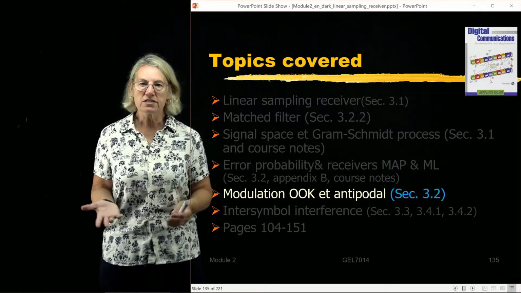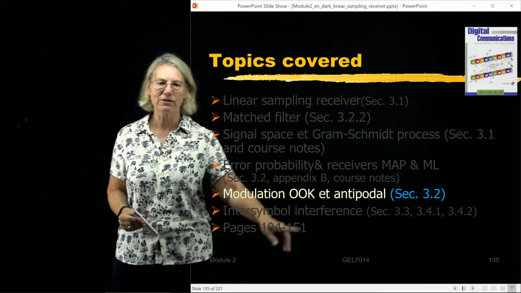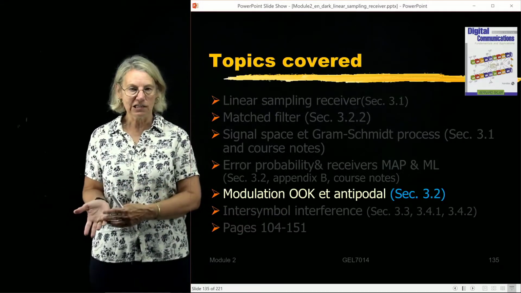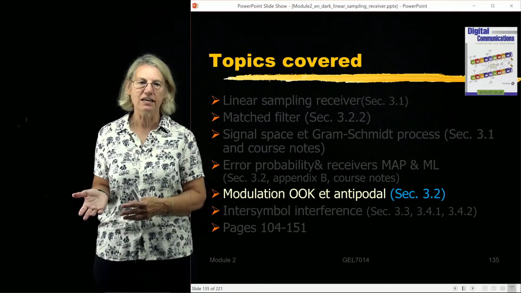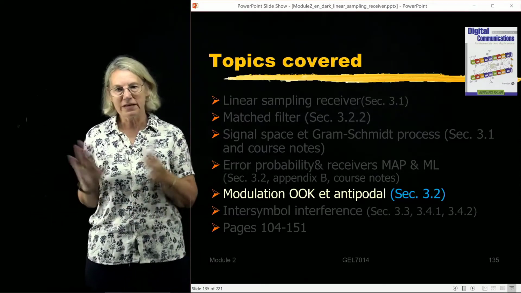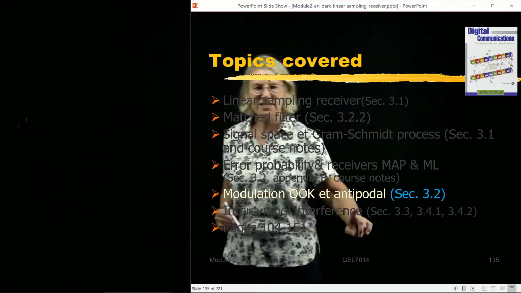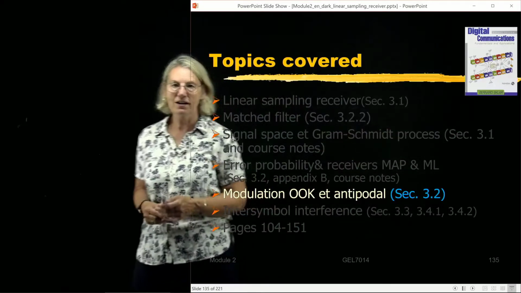The two cases we're going to look at are called on-off keying, with the acronym OOK, and antipodal signaling, which is also known as BPSK, or binary phase shift keying. Many names for basically the same waveforms, but in any case, the subject we're discussing now is covered in section 3.2 of the Scholar textbook.